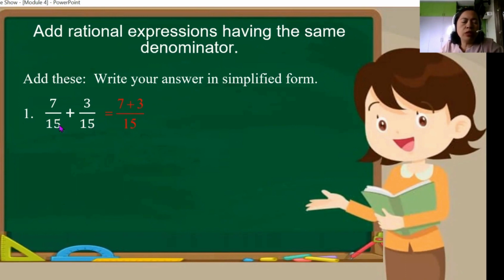Okay, huwag ninyong i-add yung denominators ha. Kopyahin nyo lang yung 15 na common denominator. And then you add it or simplify. 7 plus 3 is 10 over 15. And of course, we always reduce our answers to simplified form or to the lowest term. So we factor 10, which is 2 times 5, and we get the factors of 15, which are 3 and 5. And we cancel out common factors.